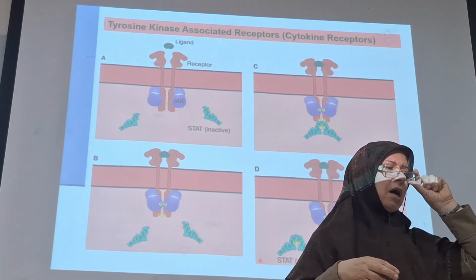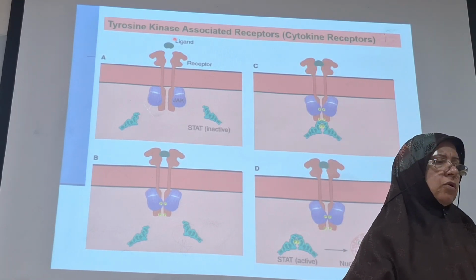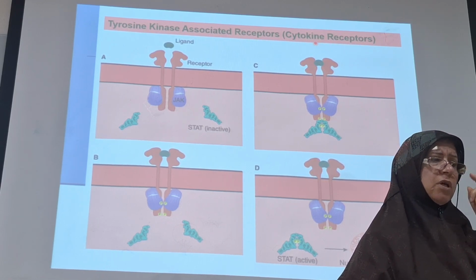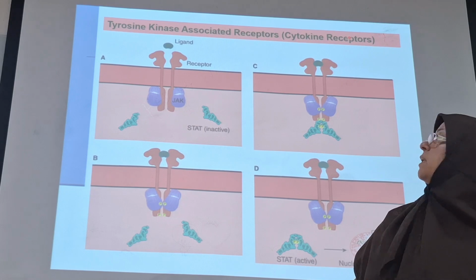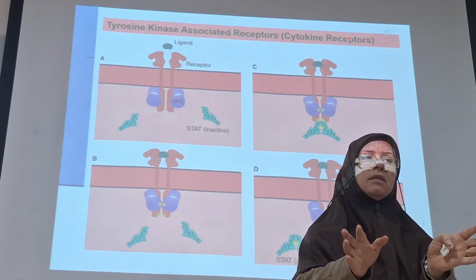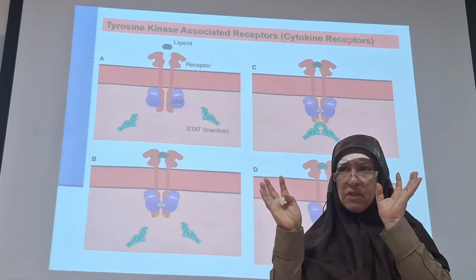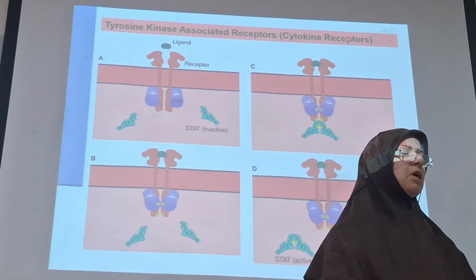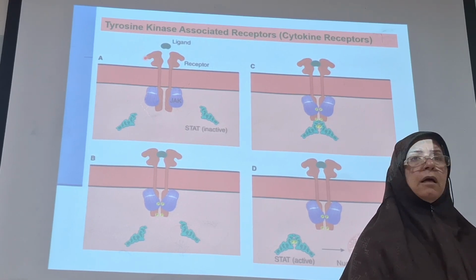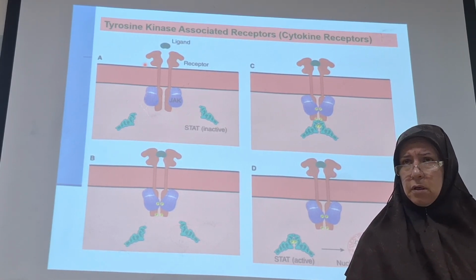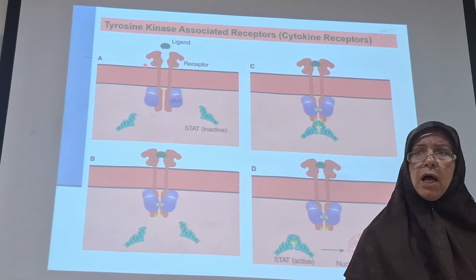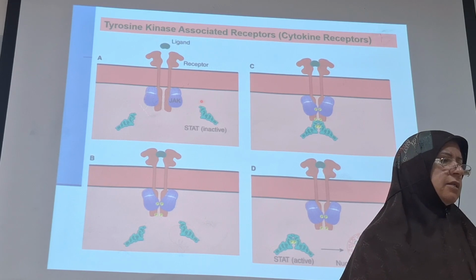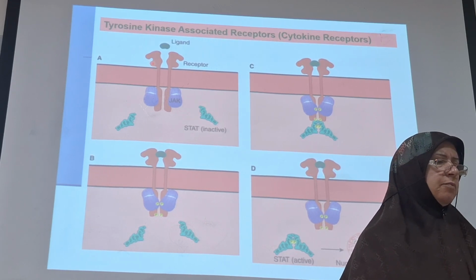About tyrosine kinase associated receptors, also named cytokine receptors, because many cytokines act via these receptors. GH, growth hormone, and prolactin act via these receptors. Hormone binds to its receptors.